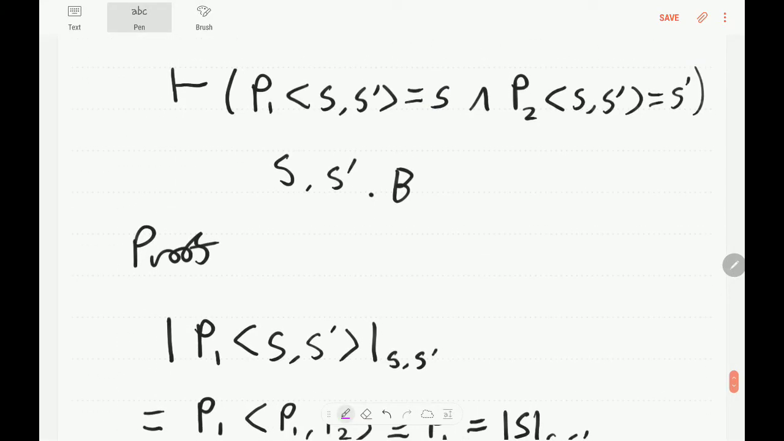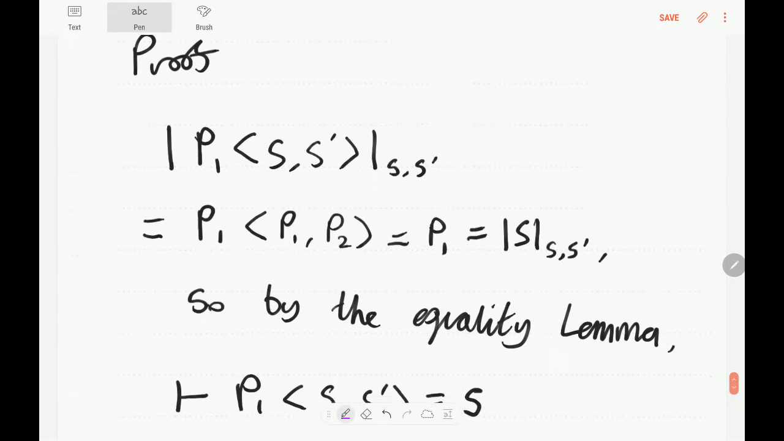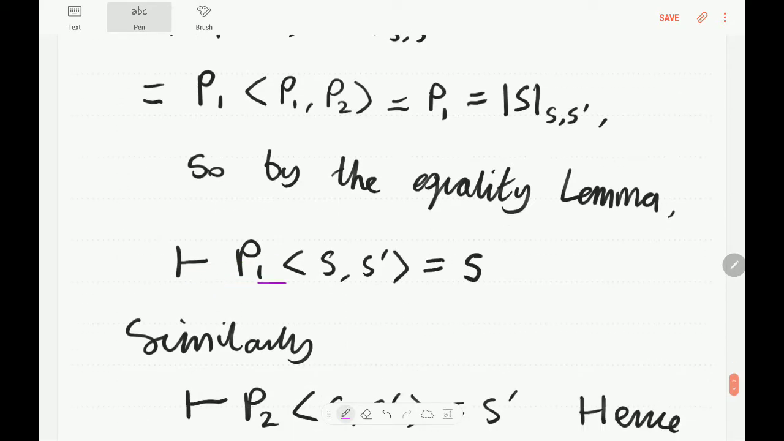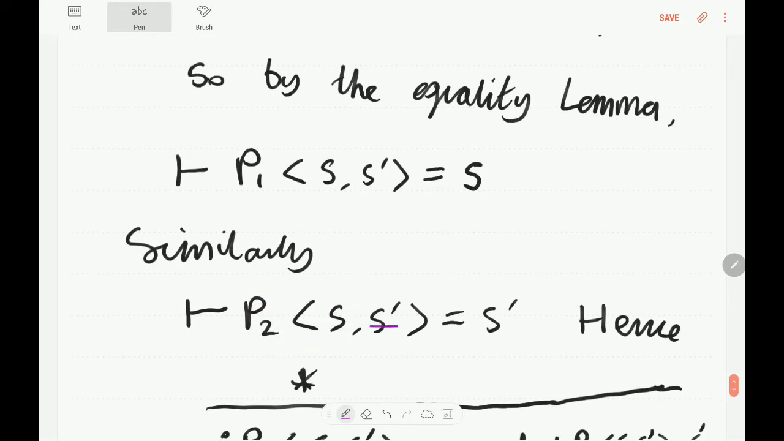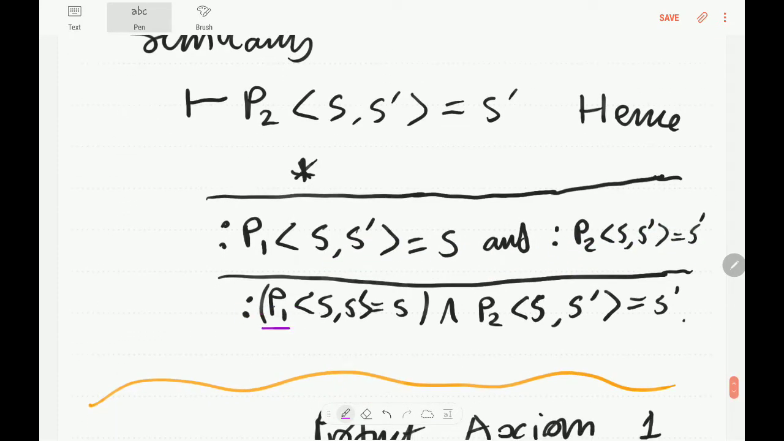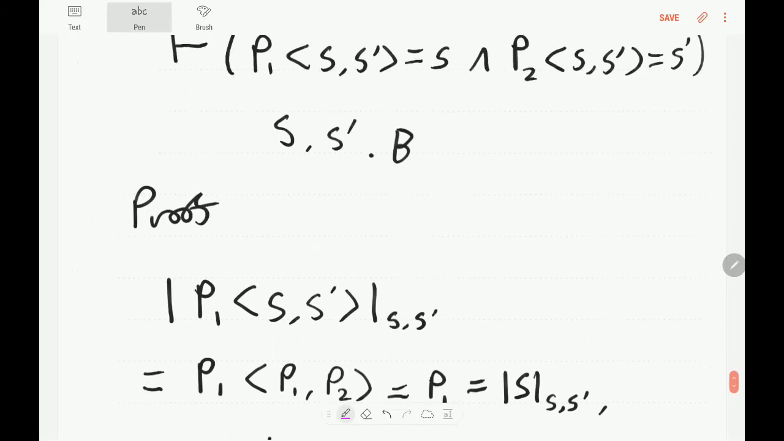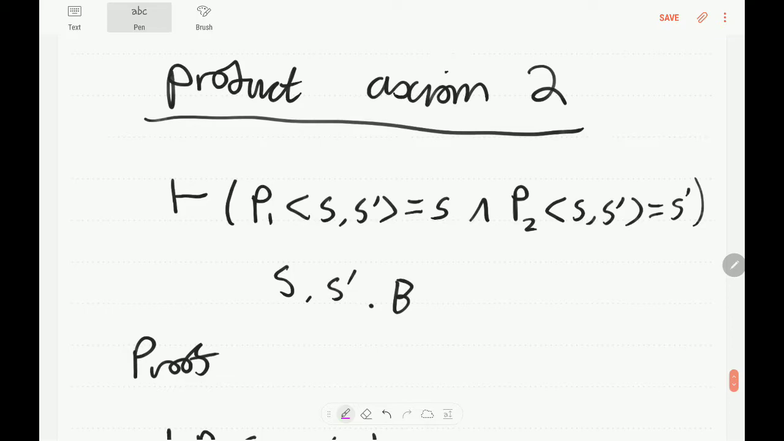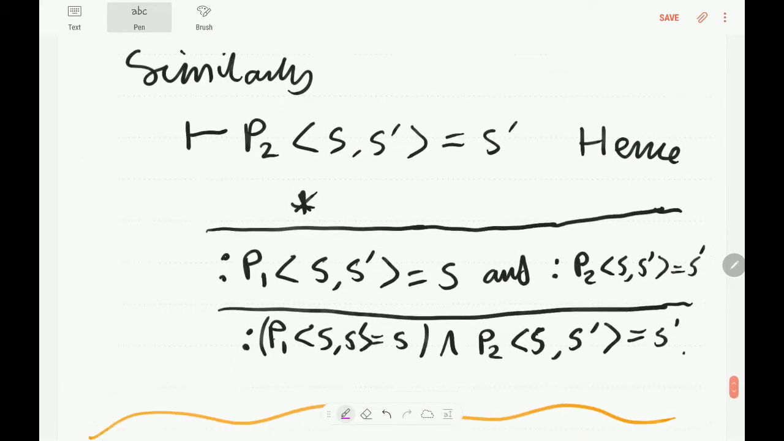So since the interpretation of this over the relevant variables, the minimal list of variables, is equal to the interpretation of this over the minimal list of variables, the equality lemma gives us that it's true that P1 of S comma S dash equals S. And similarly, we get P2 of S comma S dash equals S dash. Hence, from no assumptions, we get that it's always true that P1 of S comma S dash equals S and P2 of S comma S dash equals S dash. Then using the AND rule, we get that it's always true that our axiom holds. Okay, so that's the proof of product axiom 2.